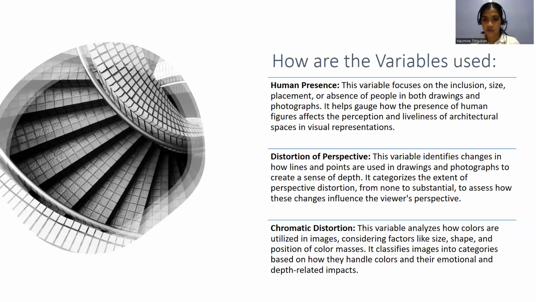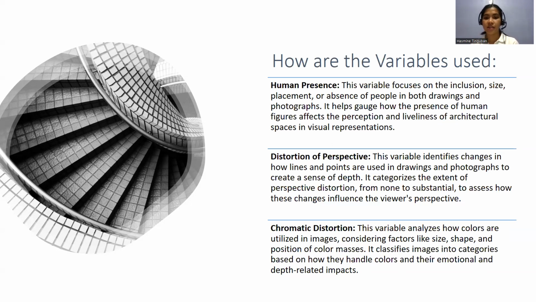And then we have the distortion of perspective. This variable identifies changes in how lines and points are used in drawings and photographs to create a sense of depth. It categorizes the extent of perspective distortion from none to substantial to assess how this change influenced the viewer's perspective.